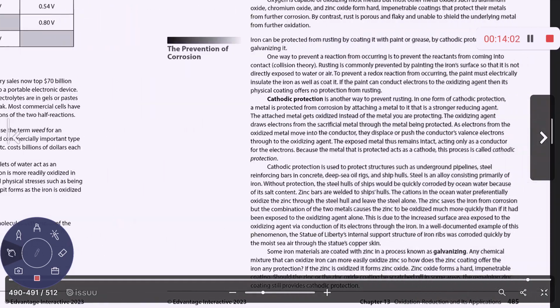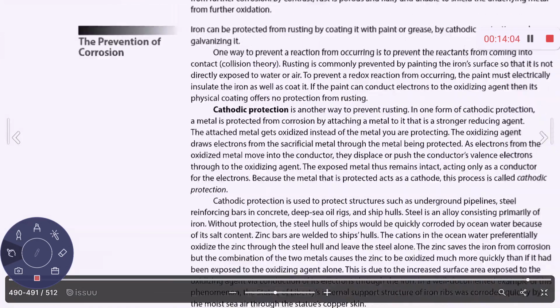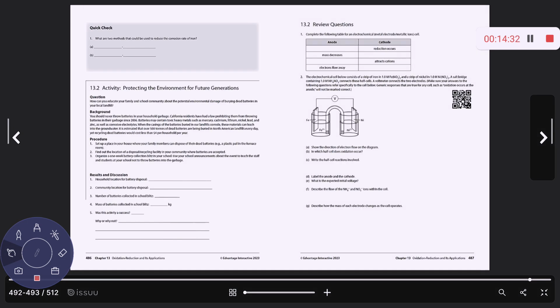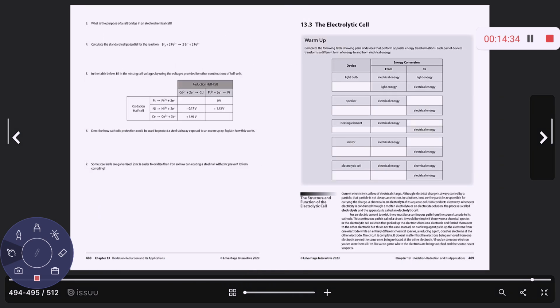And we prevent corrosion by a few things. We can paint the metal. We could grease it, or we could galvanize it. You've probably heard of galvanized metal before. So if you coat it with another metal and you sacrifice that metal instead of sacrificing the iron underneath it, that's a method for protecting it from rusting. And then I think that's it for section 13.2. Okay.